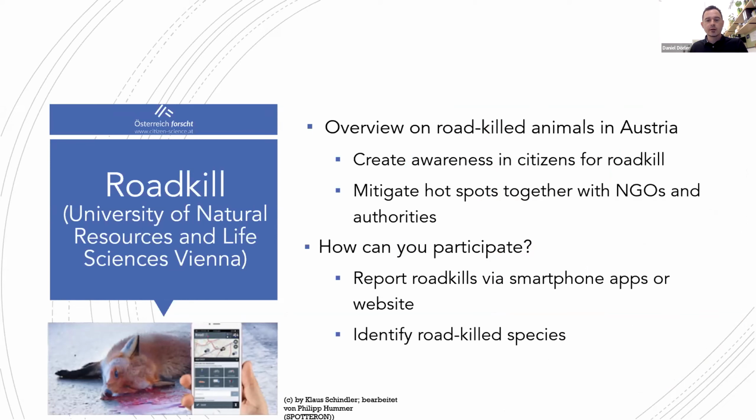In this project, we would like to get an overview of road-killed animals in Austria. The reason for this is that we do have data for road-killed huntable wildlife, for example, wild boar or roe deer, but we have no clue what the effect of roadkill is on smaller species such as amphibian species, reptiles, or also smaller mammals. So we don't know how many of these smaller animals are roadkilled every year in Austria. And therefore, we also don't know what kind of effect these roadkills have on the populations of these animal species.